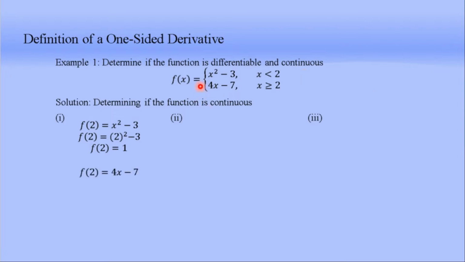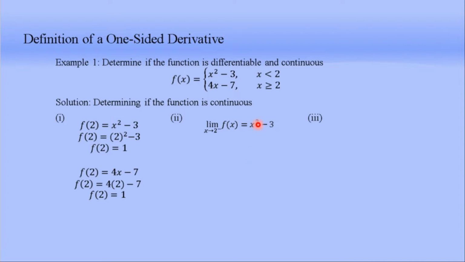Then we're going to use the second function, 4x minus 7. Substitute x with 2, so 4 times 2 minus 7, that is 1. So it satisfies the first condition. Now, going to the second condition, we're going to determine if the limit exists.